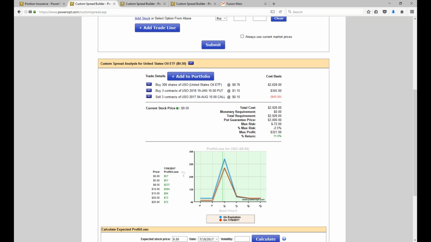Well, now what have you done? Now you've guaranteed that the most you can lose on the position is 2.5. You could make 11% if the stock's trading right at $10 on August. Yeah, no premium, too low volatility, of course. But, you know, you could get a different risk profile.